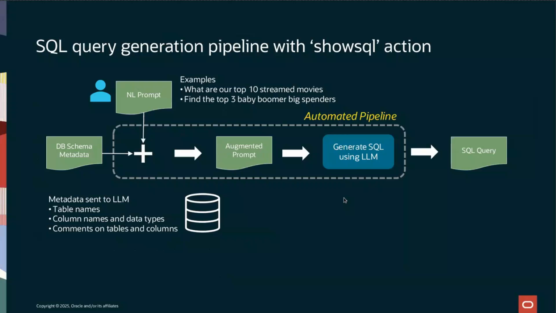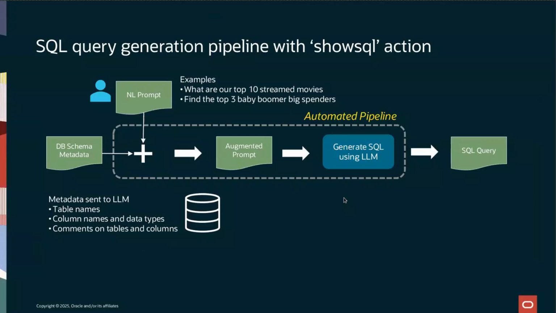This is a typical SQL query generation pipeline. You take metadata about your data: table names, view names, column names, data types, and comments on those tables and columns. Then you have a question. I have a question about this data. Send the metadata together with the prompt to your language model.